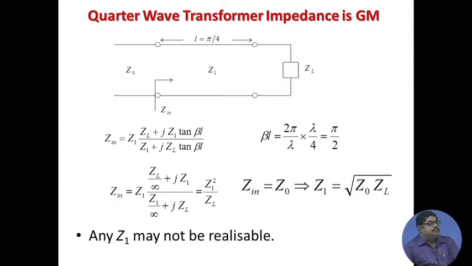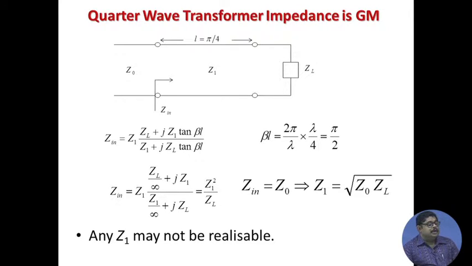Now, this is the mathematics of the quarter wave transformer. If we write the expression for this Z in, the input impedance of a transmission line of length lambda by 4 terminated by ZL, then Z in comes to something that we equate to Z0, and from that we solve for the quarter wave transformer characteristic impedance Z1. So, that Z1 turns out to be the square root of Z0 ZL, that means the geometric mean of the transmission line's characteristic impedance and load impedance.